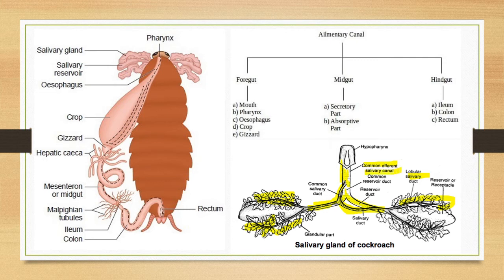Efferent salivary canal. Common efferent salivary canal. Which opens into the hypopharynx, and then from there it opens into the esophagus, where it mixes the incoming food. Hepatic caeca also secrete some digestive enzymes.